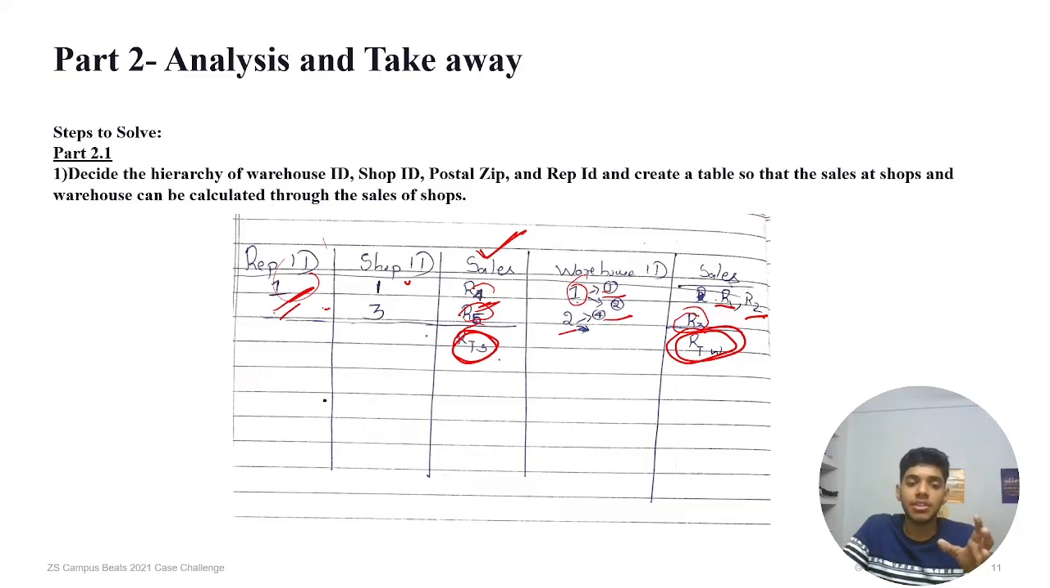So by this they can keep track of each representative. How many shops did he go to convince? How many warehouses did he go to convince? And how much sales did he gather? Did he succeed or did he fail? By this, they can easily keep track of their salespeople and how they are succeeding in their jobs.